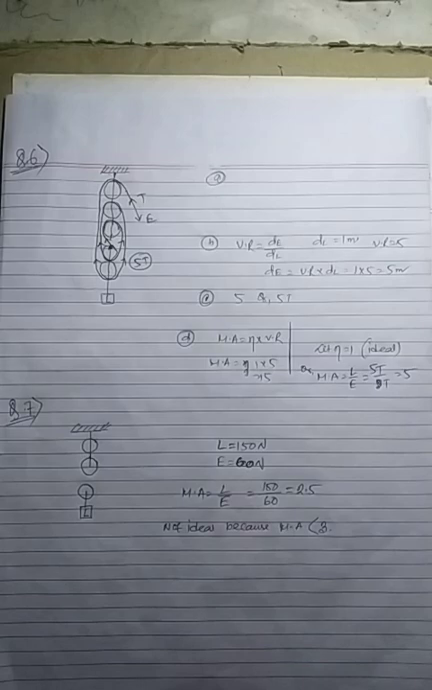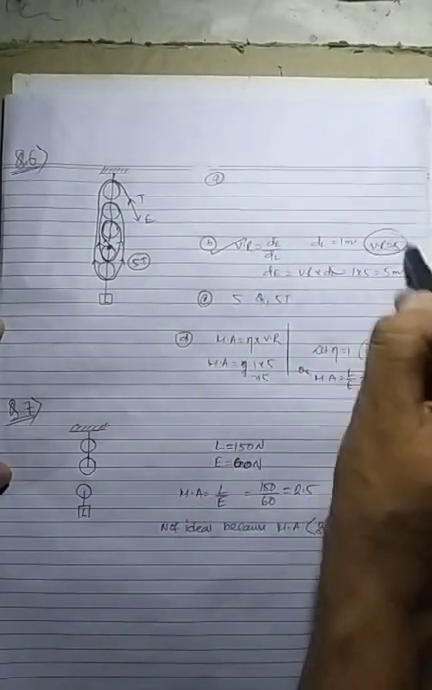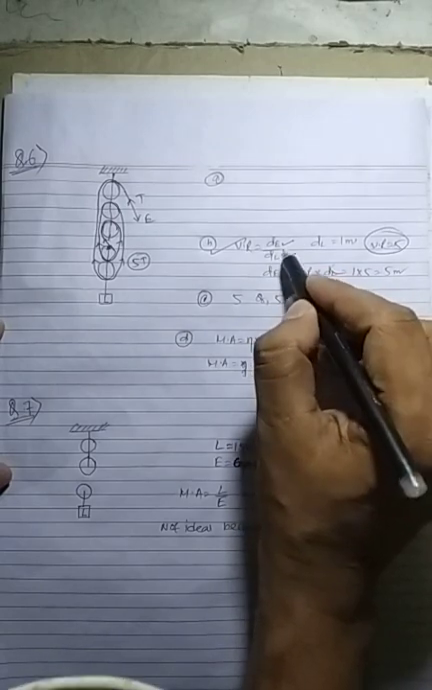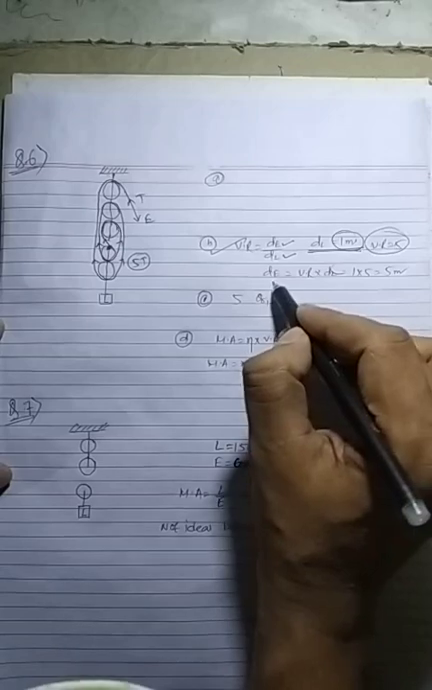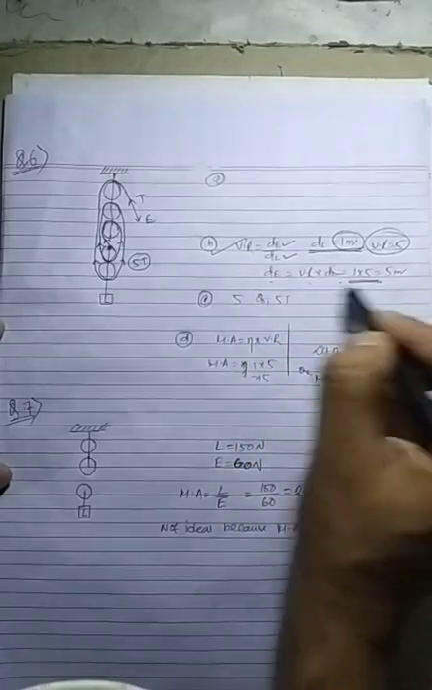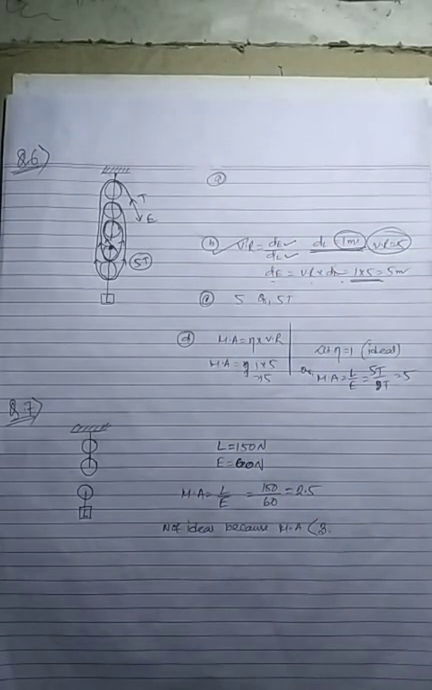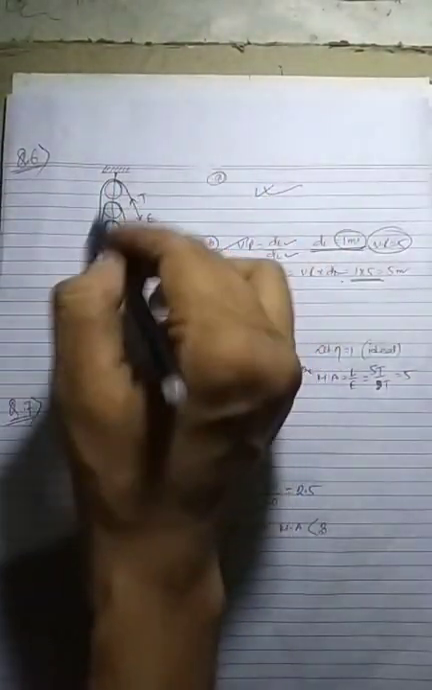If the load is raised 1 meter, what distance does the effort move? Students, the same velocity ratio formula, velocity ratio here is 5 for 5 pulleys. You can apply this: 5 times, DE, distance of effort by distance of load. The load moves 1 meter, so VR into DL means 5 into 1. So the effort will move 5 meters. Marking has been done, so part A is completed.